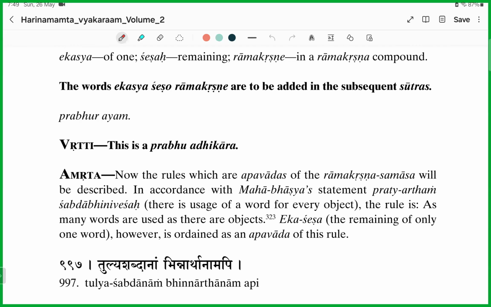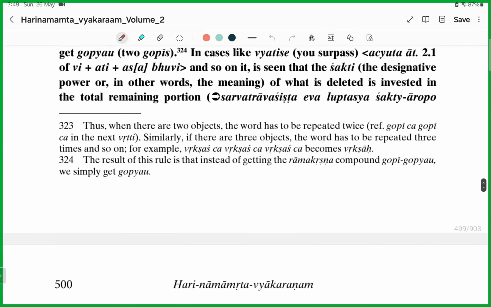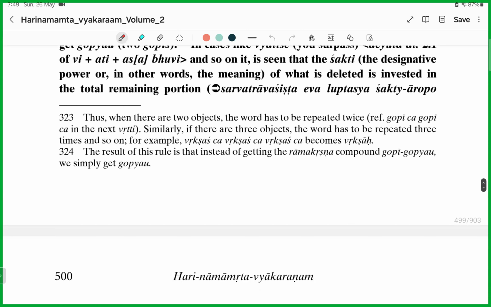Ek shesha, the remaining of only one word, however, is ordained as an apavada of this rule. Thus, when there are two objects, the word has to be repeated twice. Reference gopicha, gopicha in the next vritti. Similarly, if there are three objects, the word has to be repeated three times and so on. For example, vrikshascha, vrikshascha, vrikshascha becomes vriksha. Okay.